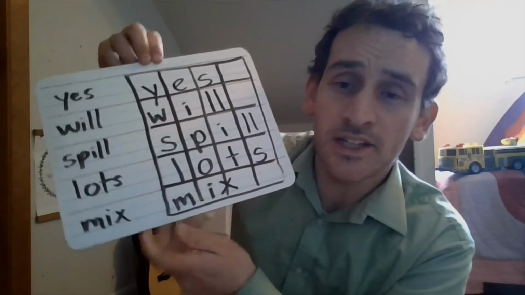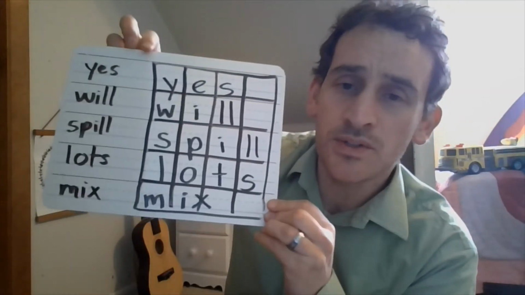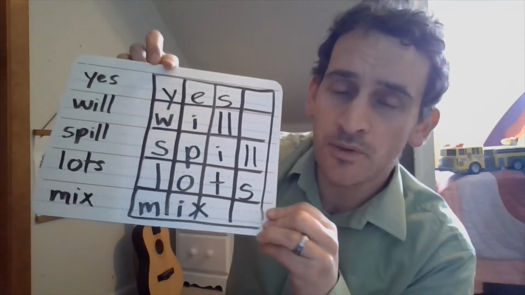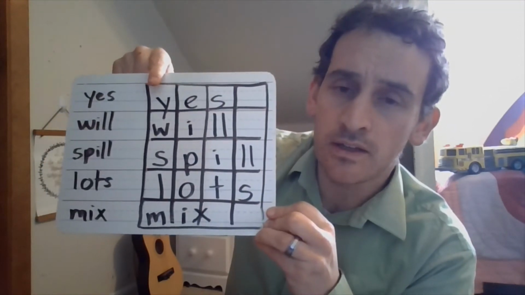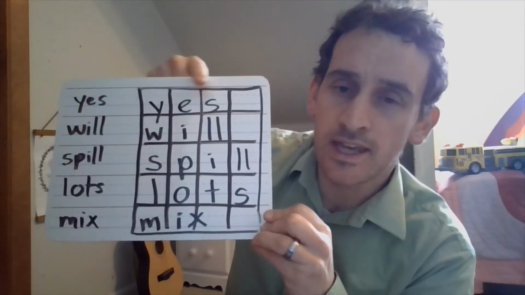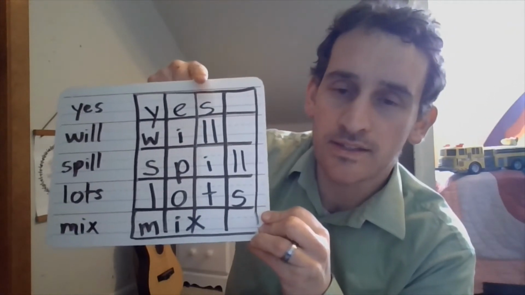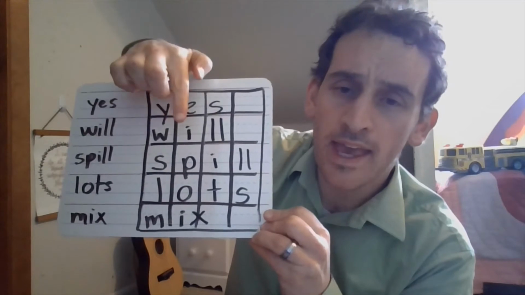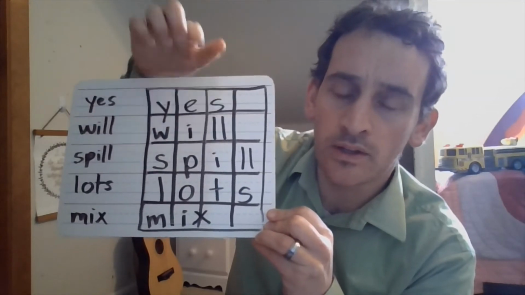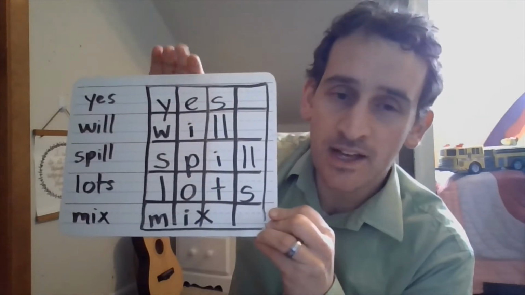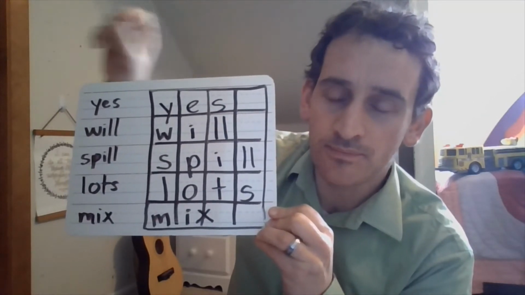So, let's take a look at our sound boxes. You can see that I've split up these words so that they are broken up into their sounds. Let's try it. Ready? Y, s, yes. Now you try. Ready? Go. Y, s, yes. Next one. W, i, ul, will. How many letters? How many sounds? Just 3.